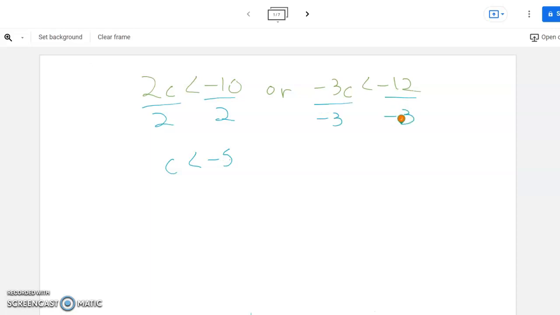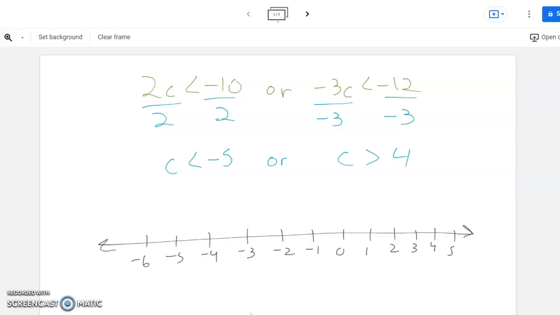And I get, this is OR, c. And then since I divided by a negative, my inequality symbol flips. And then negative 12 divided by negative 3 is positive 4. Now I'm going to go ahead and graph. So I'm going to have an open circle at negative 5. And then it says c is less than negative 5. So that's all the numbers going to the left, because I know negative 6 is less than negative 5, right?